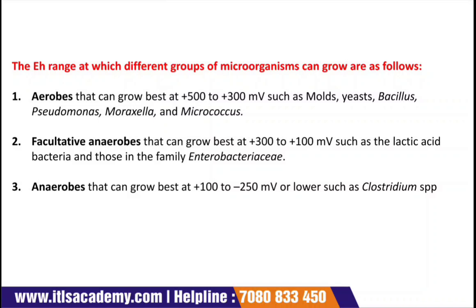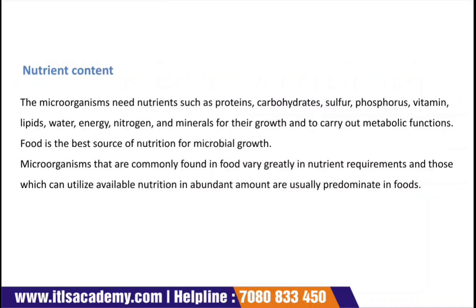So aerobes include those microorganisms that can grow best at plus 500 to plus 300 mV, such as mold, yeast, Bacillus, Pseudomonas, Moraxella, or Micrococcus. Then come the facultative anaerobes. They can grow at plus 300 to minus 100 mV, such as lactic acid bacteria and those in the family of Enterobacteriaceae. Then come your anaerobes. The anaerobes can grow best at plus 100 to minus 250 mV, and they have a lower range for the Clostridium species.